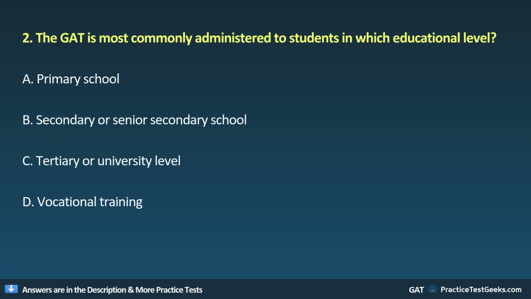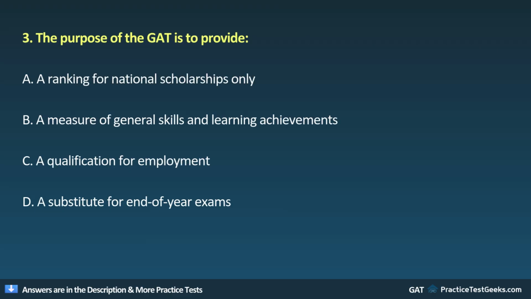2. The GAT is most commonly administered to students in which educational level? A. Primary school. B. Secondary or senior secondary school. C. Tertiary or university level. D. Vocational training.